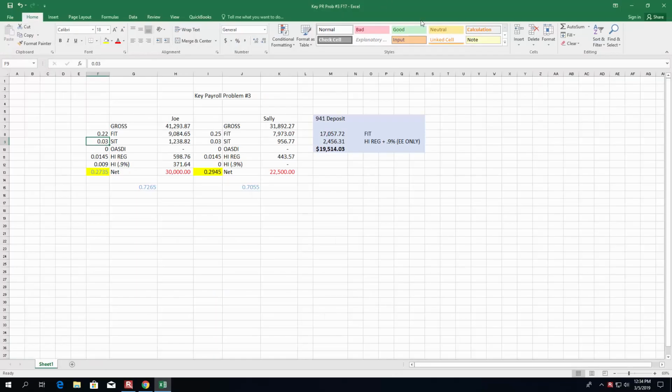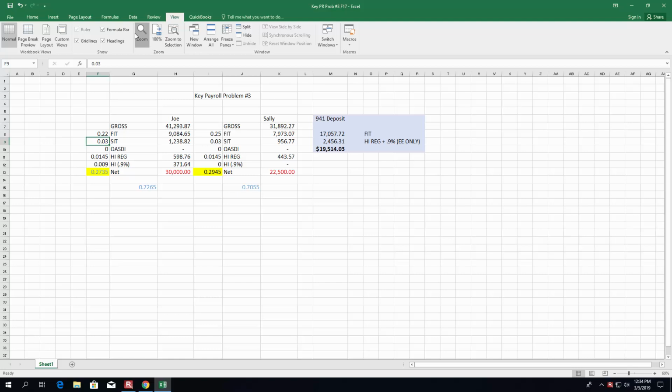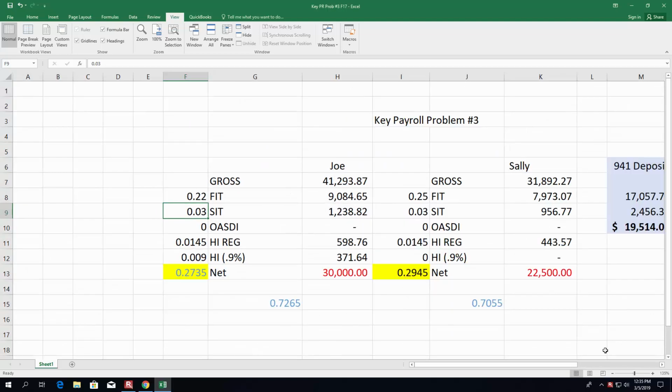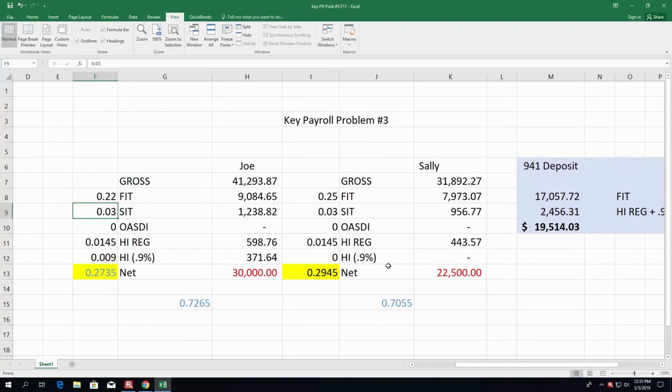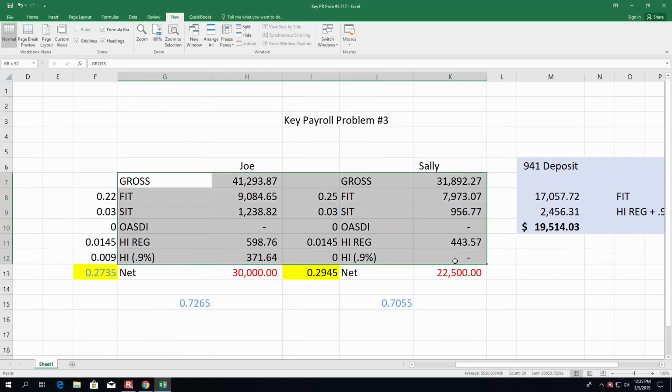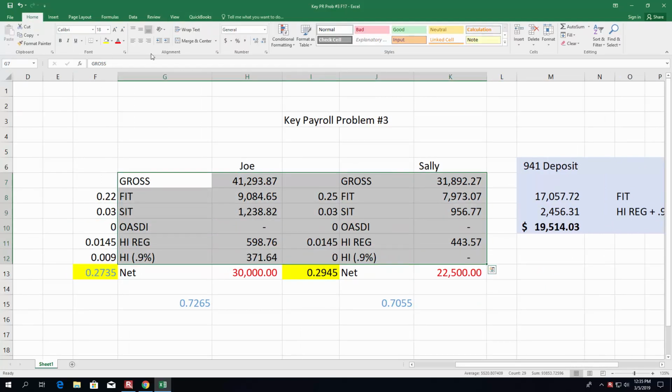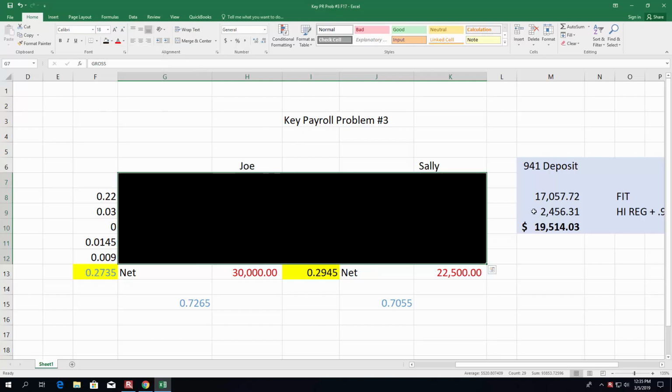Okay, so we're going to start by looking at practice payroll problem number 3. We're starting with the net paycheck, which is different from the gross pay, right? We're starting with the net of 30,000 and 22.5.